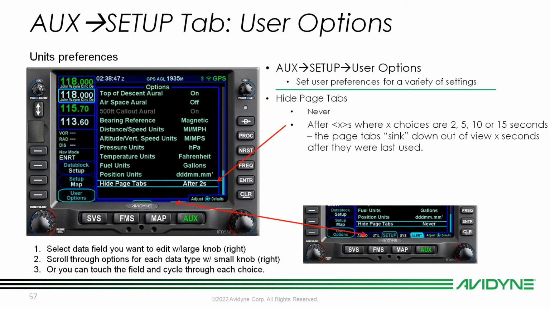Hide page tabs, we can set that up in either never or 2, 5, 10, or 15 seconds. What that does is that takes those tabs and they'll just sink down below for that given number of seconds after they were last used. Gives you a little bit more view of your page there if you want to do that. If you want to bring those back up, just tap on the screen. It'll bring those tabs back up.